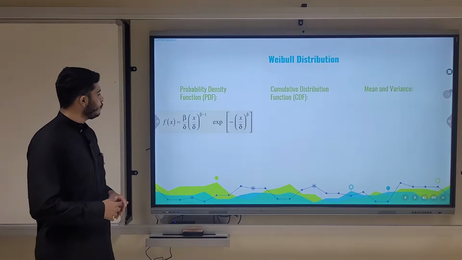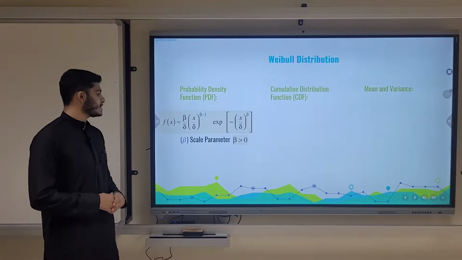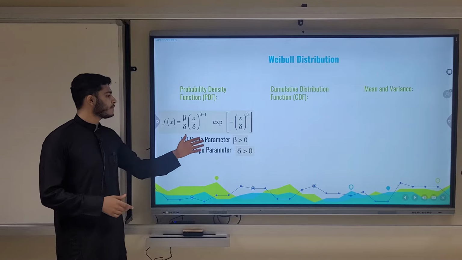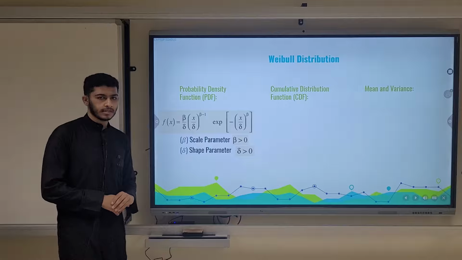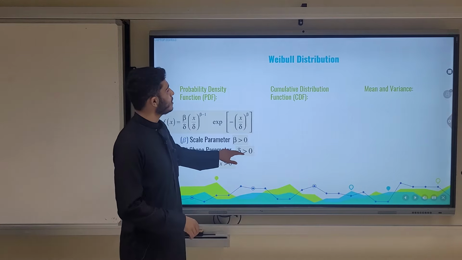So for the PDF, we're going to have two parameters, beta and delta, where beta is the scale parameter and delta is the shape parameter. Both of them only take non-negative values, with the domain of x going from 0 up to infinity.